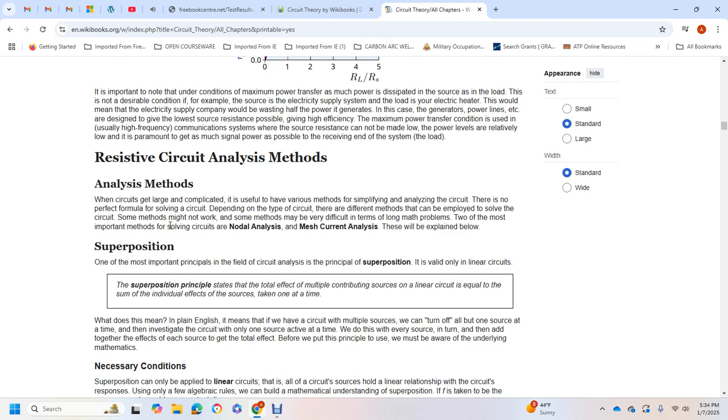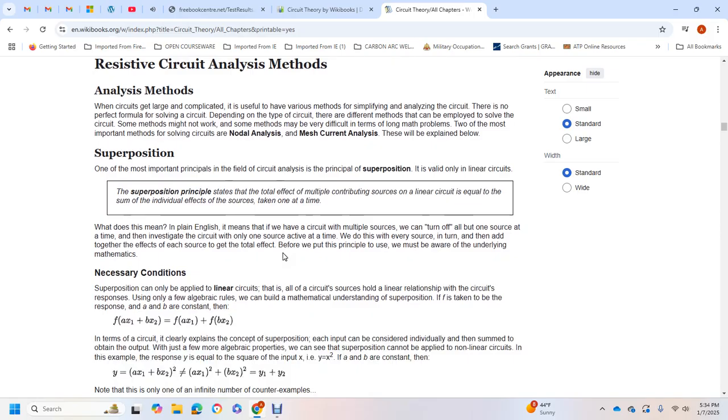Superposition is one of the most important principles in the field of circuit analysis. Superposition is valid only on linear circuits. The superposition principle states that the total effect of multiple contributing sources in a linear circuit is equal to the sum of the individual effects of the sources taken one at a time. What does this mean in plain English?